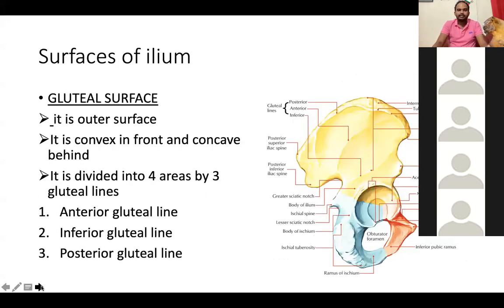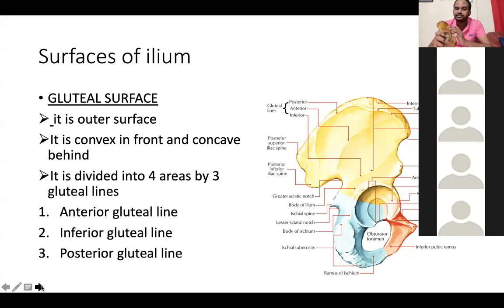Yeah. Then we have done with the borders also: anterior border, posterior border, medial border. Then the leftover things are surfaces. So we have two surfaces. One is the lateral surface. Number two is the medial surface.